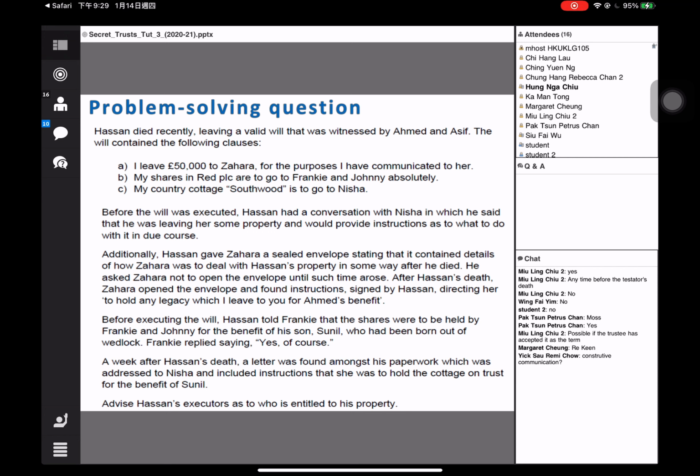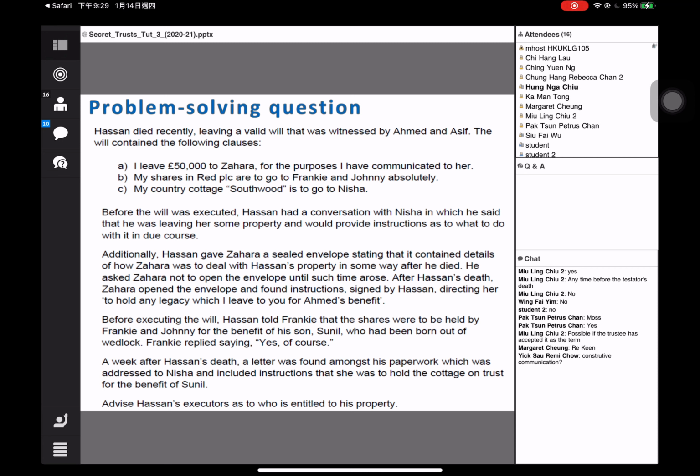Let's look at some issues here. And again, we've got clause A, B, C. Let's start off with clause A then. So this is Hassan's will. It's a valid will, so we don't need to discuss whether it's valid or not, so don't waste time with that. We've been told it's a valid will. There's no problem, no issue there. Let's start off with clause A.